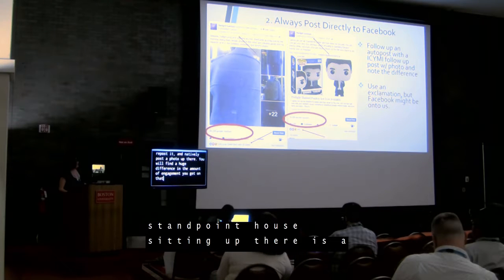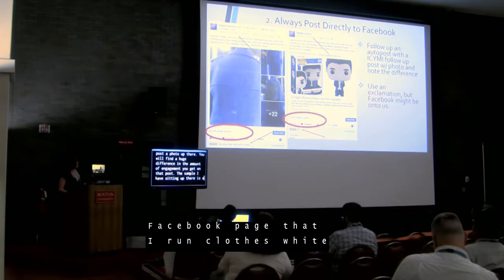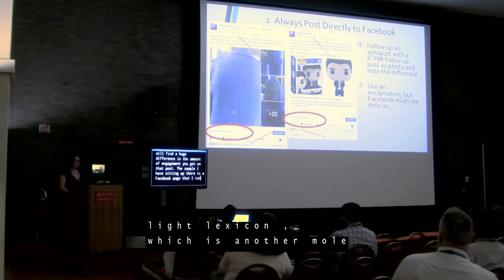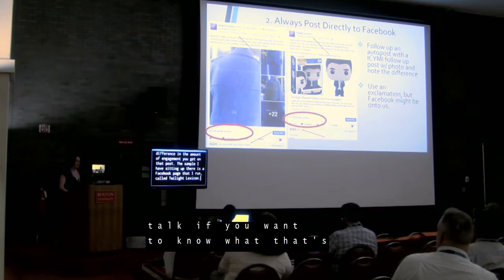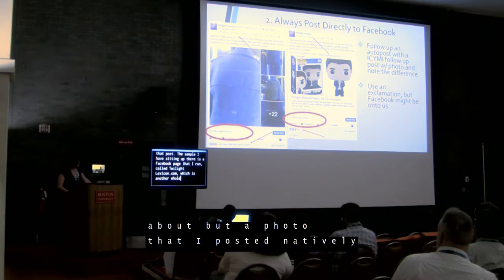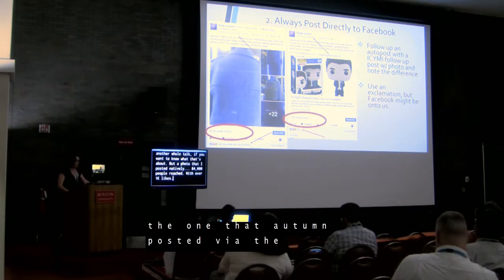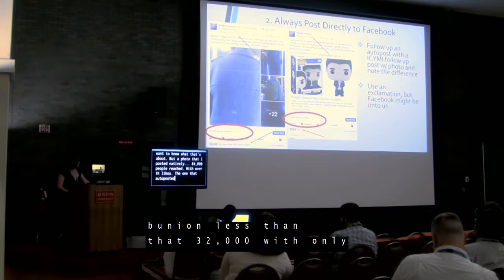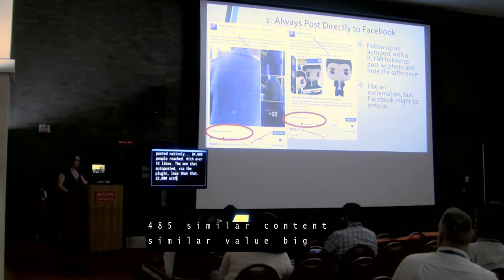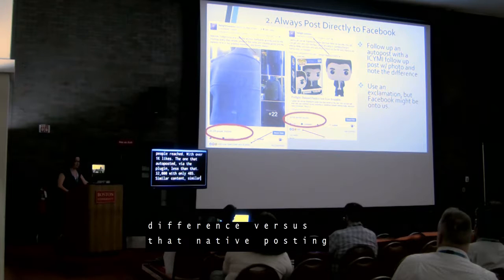The sample I have sitting up there is a Facebook page that I run called twilightlexicon.com, which is another whole talk if you want to know what that's about. But a photo that I posted natively, 84,000 people reached with over 1K likes. The one that auto-posted via the plugin, less than that, 32,000 with only 485. Similar content, similar value. Big difference versus a native posting versus one that came in over the plugin.